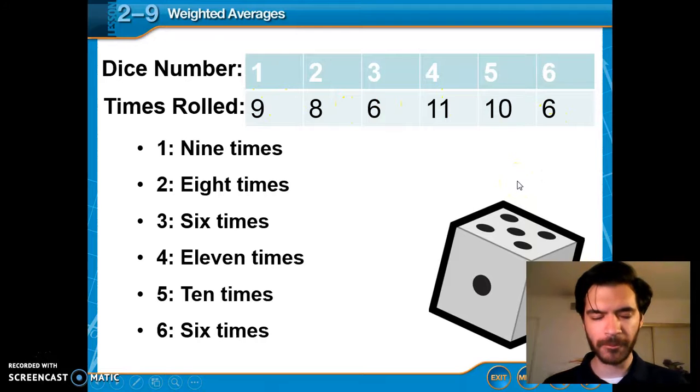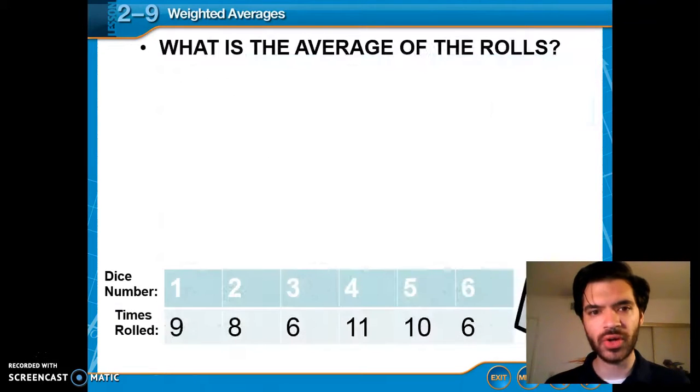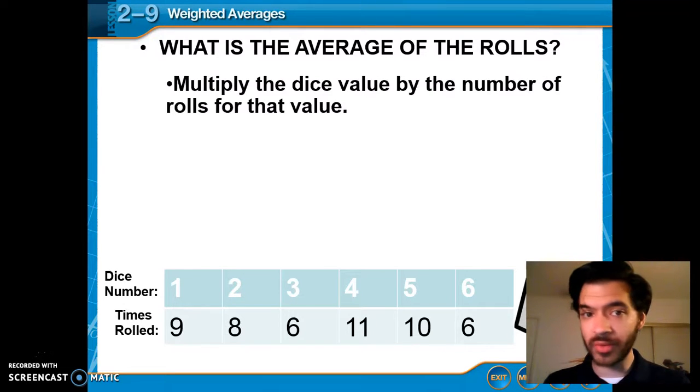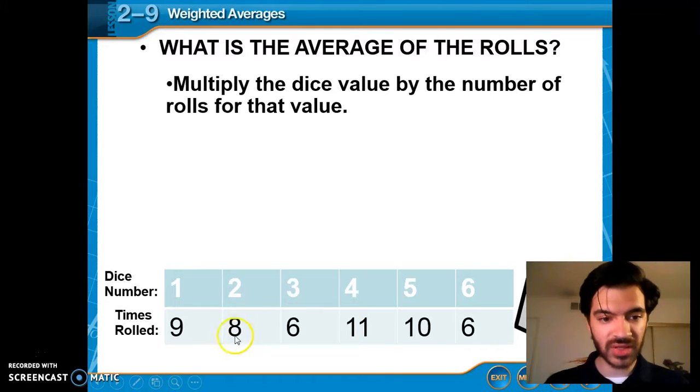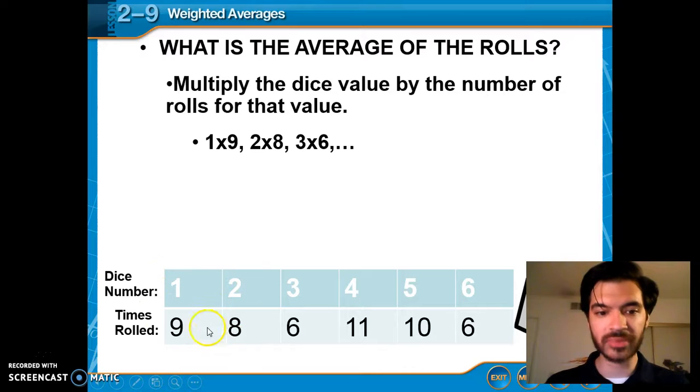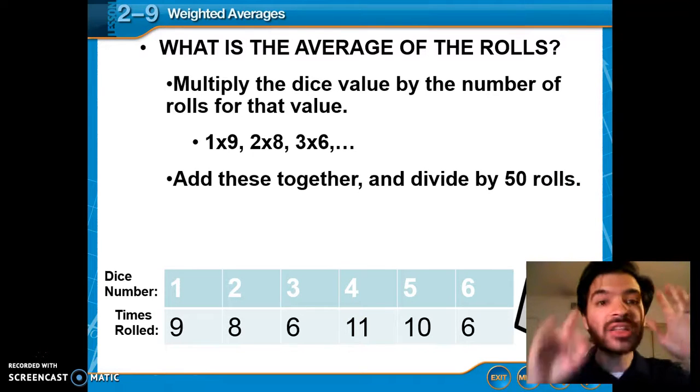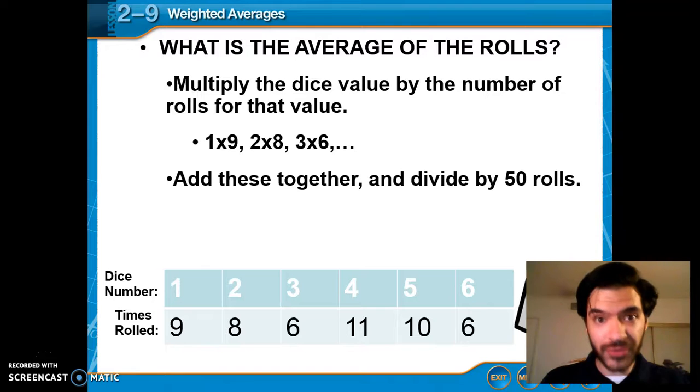Alright? So, what if we wanted to know what the average value of her rolls are? Right? What number is she most likely to get? Well, the way we would do that is we would take each of these values on the dice, each dice value, and multiply it by the number of rolls it got. So we would do 1 times 9, and 2 times 8, and 3 times 6, and 4 times 11. Then we want to add all of these together and divide by the total number of rolls, the 50.